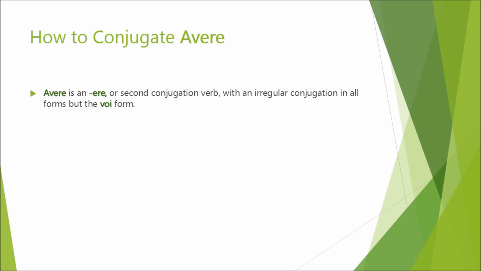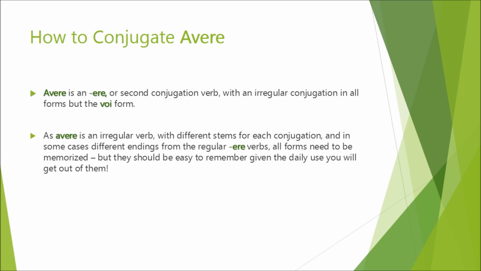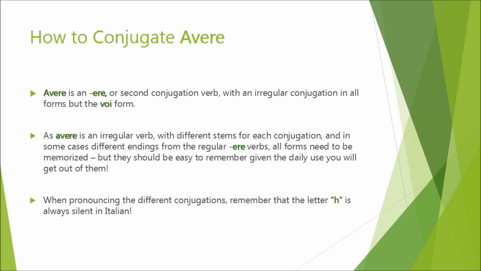Avere is an ERE or second conjugation verb with an irregular conjugation in all forms but the voi form. As avere is an irregular verb with different stems for each conjugation, and in some cases different endings from the regular ERE verbs. All forms need to be memorized, but they should be easy to remember given the daily use you will get out of them. When pronouncing the different conjugations, remember that the letter H is always silent in Italian.